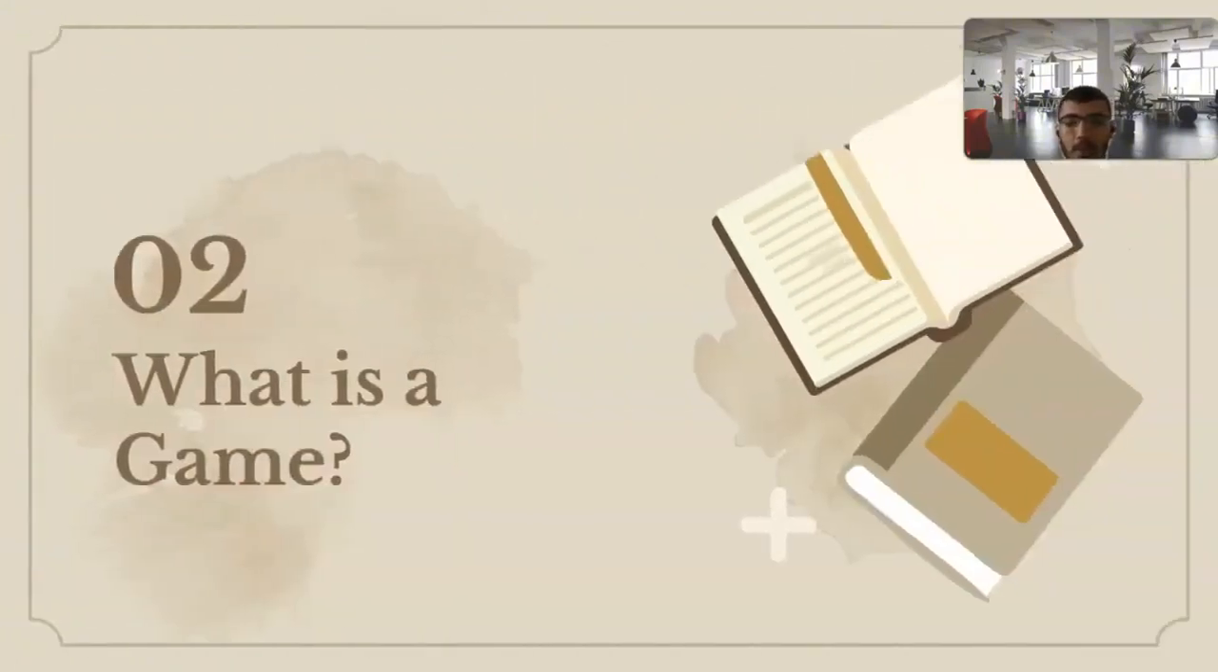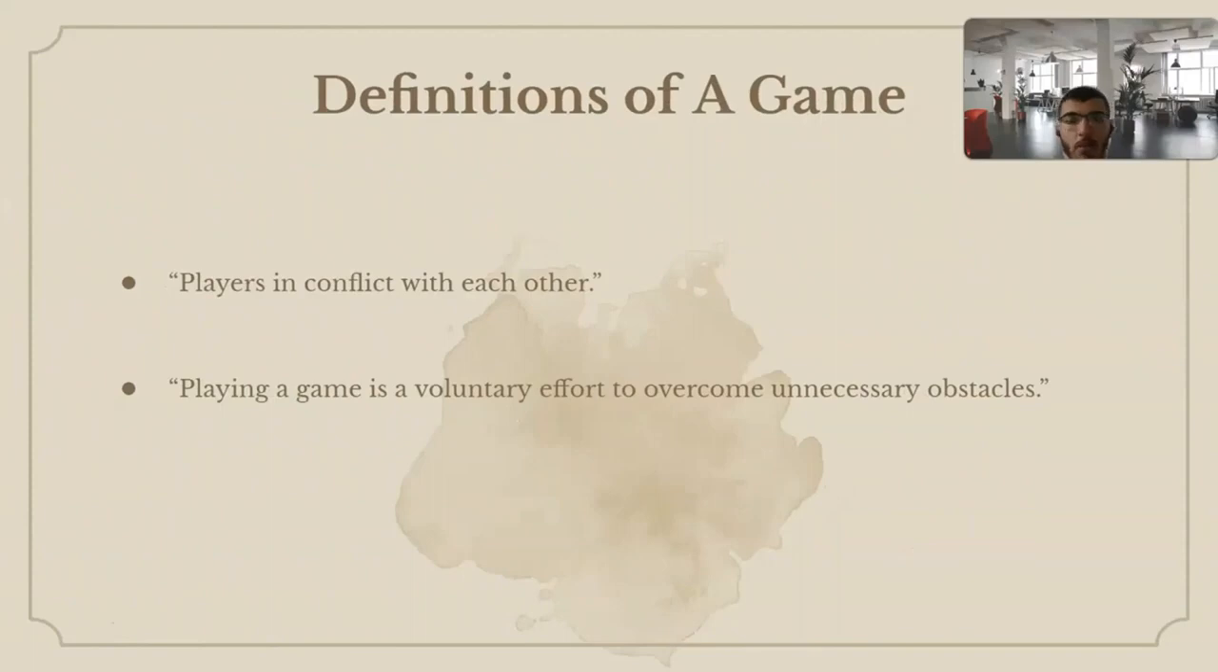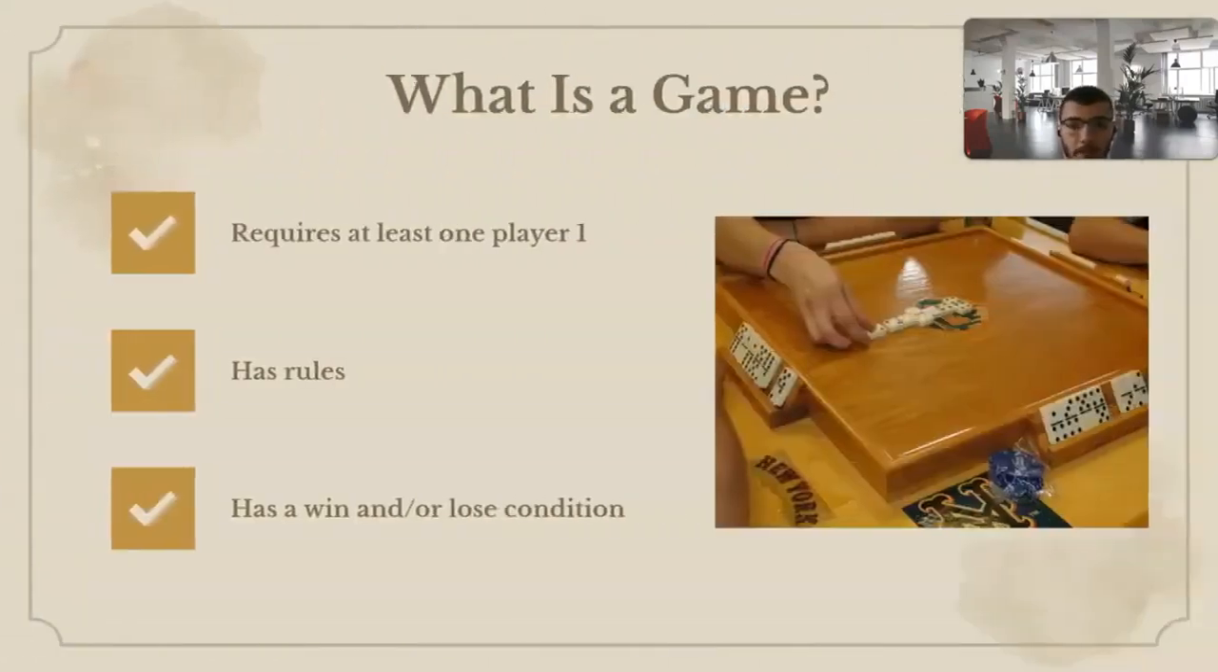Now, let's talk about what is a game from the author's point of view. There are many scholars or researchers that define a game as players in conflict with each other, or playing a game is a voluntary effort to overcome unnecessary obstacles. But the author disagreed, and he put it very simply.